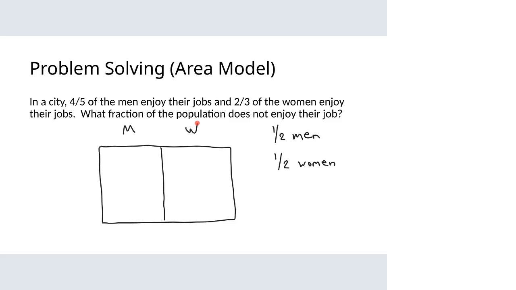So 4/5 of the men enjoy their jobs. So if we want to identify them, we'll need to cut this into 5 equal parts. And the ones that enjoy their jobs are these 4/5. Let me know if you see something that is confusing or doesn't make sense. And then 2/3 of the women enjoy their jobs. So we want to cut the women into thirds and say that 2/3 of the women enjoy their jobs.